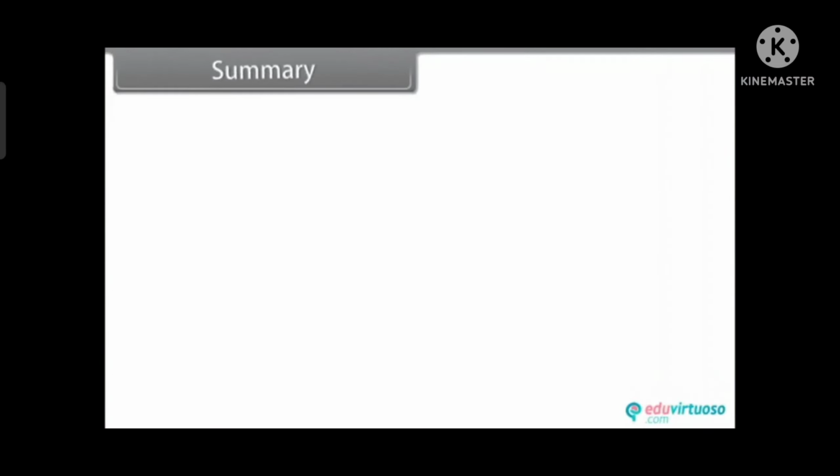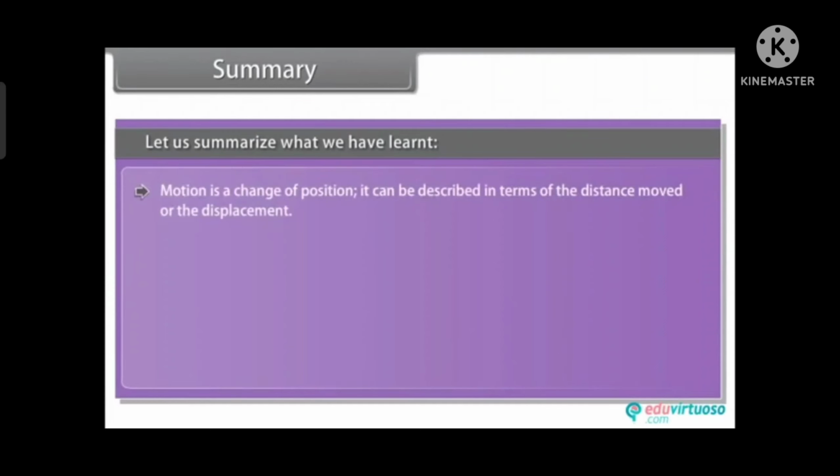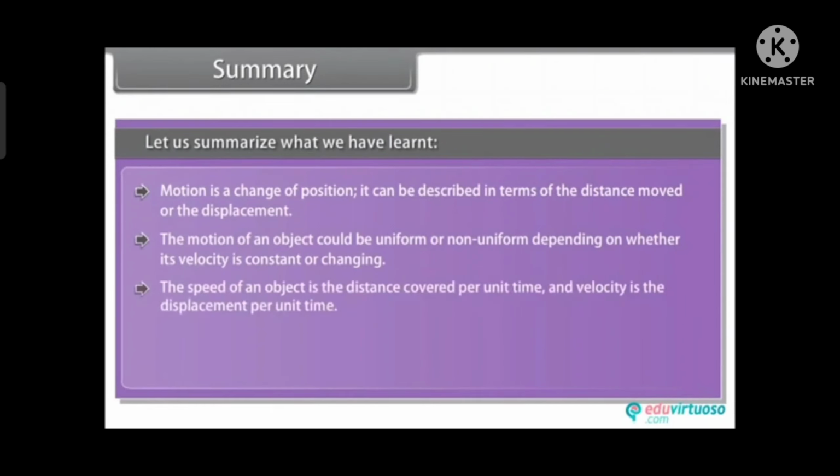Summary. Let us summarize what we have learned. Motion is a change of position. It can be described in terms of the distance moved or the displacement. The motion of an object could be uniform or non-uniform, depending on whether its velocity is constant or changing. The speed of an object is the distance covered per unit time, and velocity is the displacement per unit time. The acceleration of an object is the change in velocity per unit time.